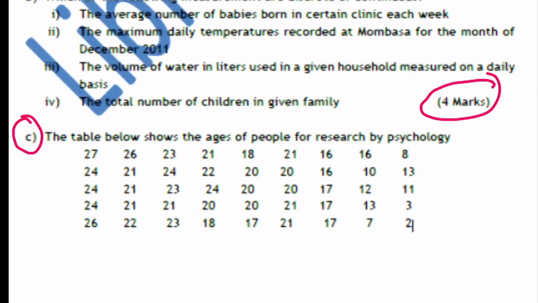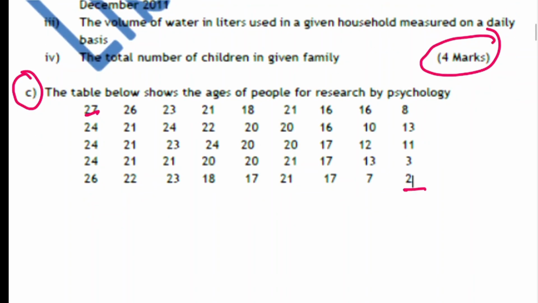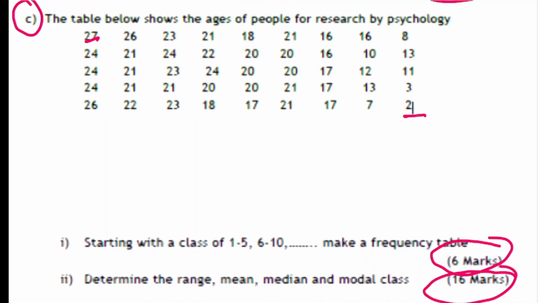I know most of us don't like theories, we like calculations. The table below shows the ages of people for research by psychology. This is the table starting with 27 and ending with 2. So the question here is, starting with a class of 1 to 5, 6 to 10, and so on, make a frequency table.